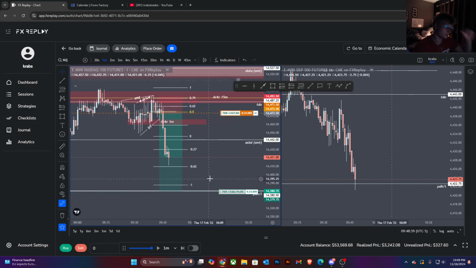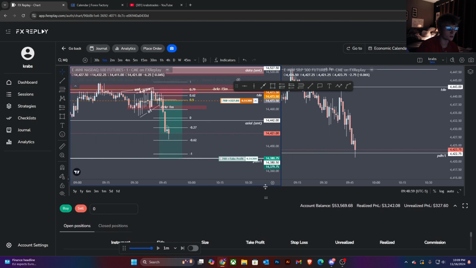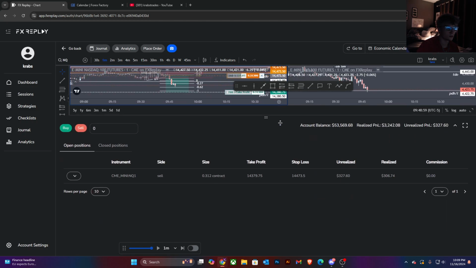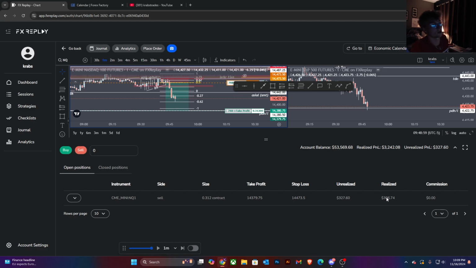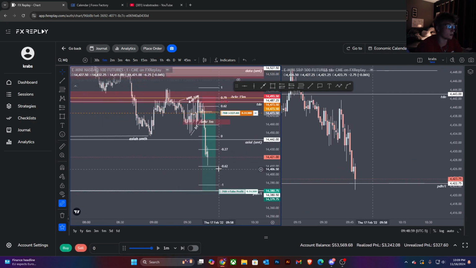And let's see, what would the RR here be? I closed on this 300 already. 600, about 2R.